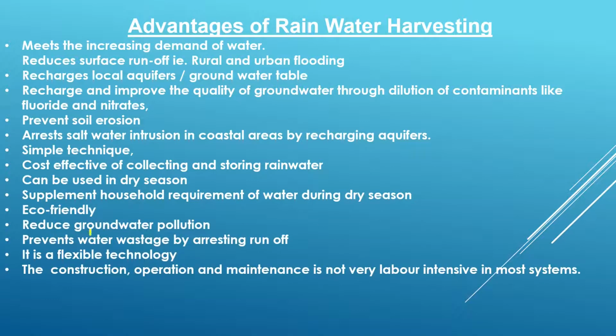Eco-friendly, reduces groundwater pollution, prevents water wastage by arresting runoff. It is a flexible technology. In the northeastern part of India, or the Andaman and Nicobar Islands, wherever they use bamboo for check dams, after some years when it gets rotten, they again build up the check dams somewhere along the course of the river, and this way it keeps on going. The construction, operation, and maintenance is not labor intensive in most of the systems.